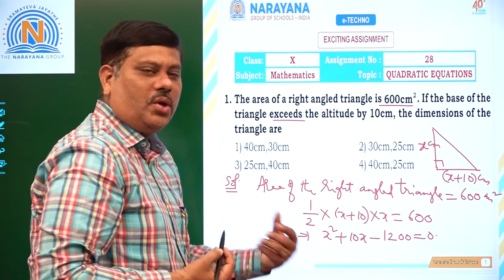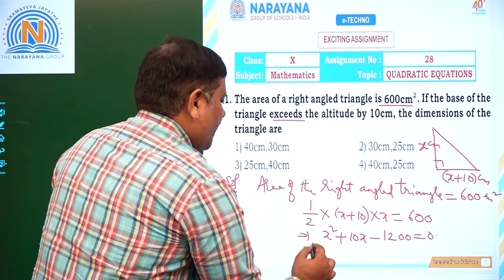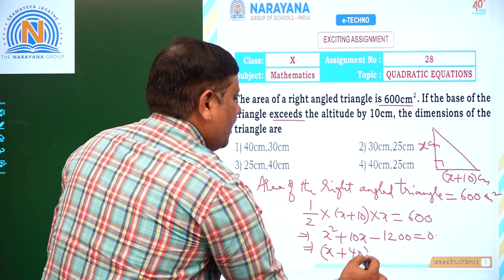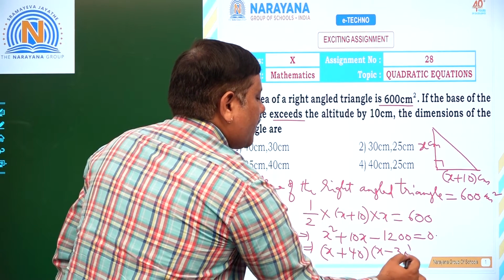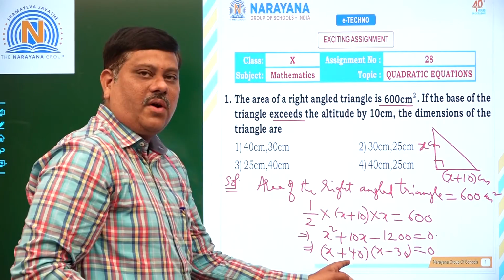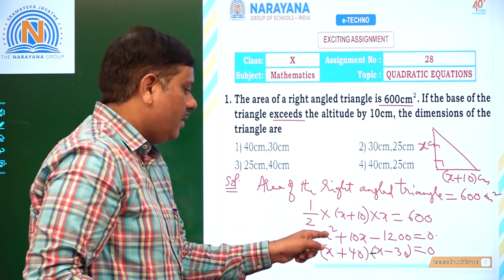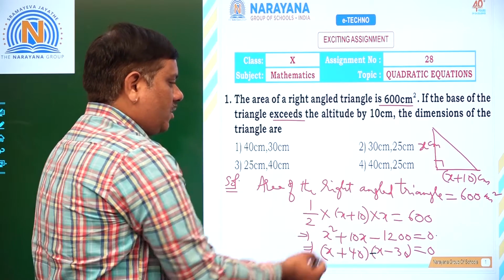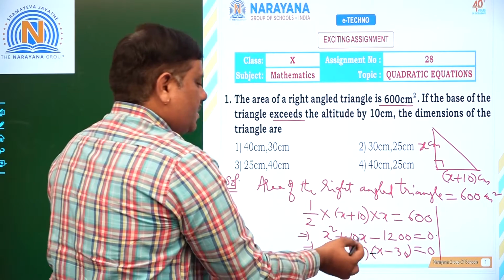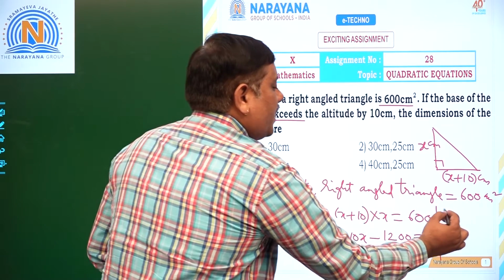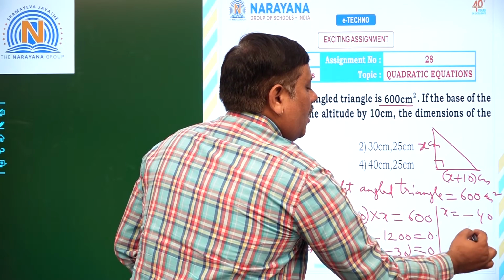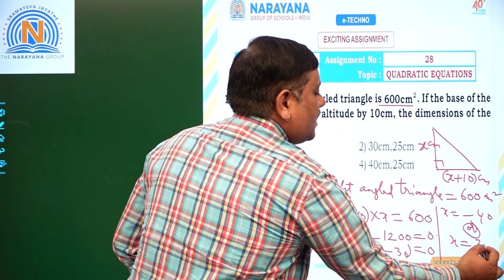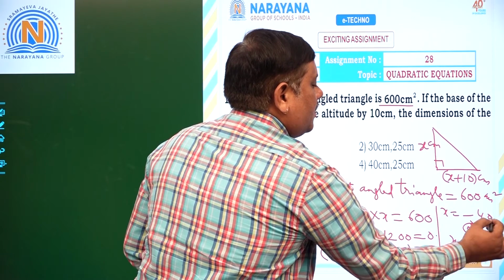Now I have to factorize it. If I factorize, I get x plus 40 times x minus 30 equal to 0. Indeed, x plus 40 times x minus 30 is x square plus 10x minus 1200. So by the zero product rule, if x plus 40 is 0, x is minus 40. Or if you take x minus 30 as 0, you have x as 30 centimeters.